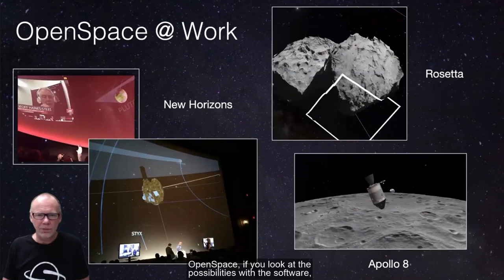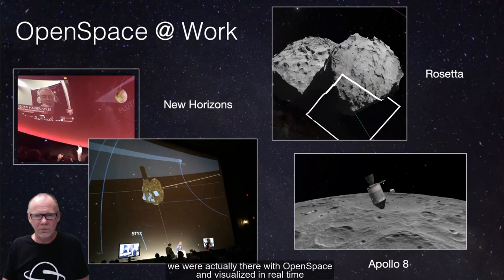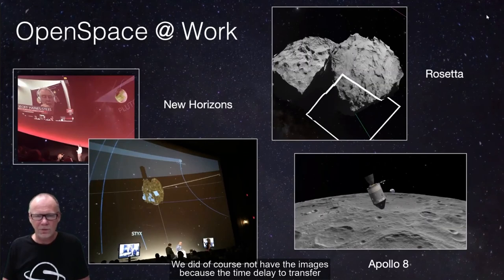If you look at the possibilities with the software, we have demonstrated it in a number of interesting missions and occasions. At the New Horizons flyby of Pluto in 2015, we were actually there with OpenSpace and visualized in real time the trajectory as the spacecraft was flying by Pluto. We did, of course, not have the images because of the time delay to transfer images back to Earth. But we connected 11 different sites all over the world to share the experience of being there with the scientists as they were flying by Pluto.